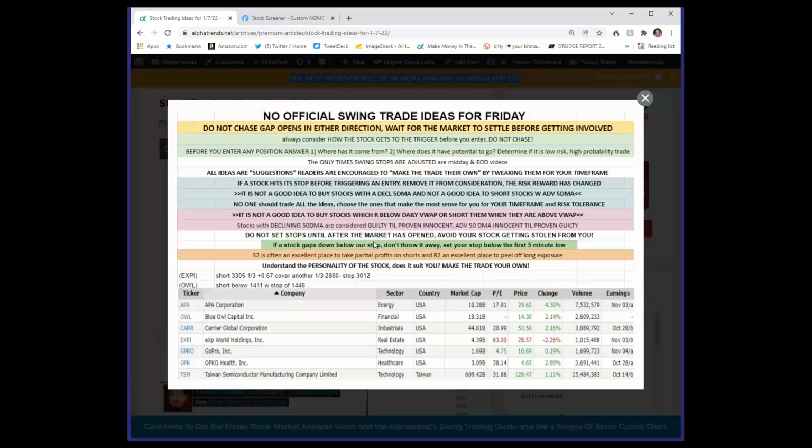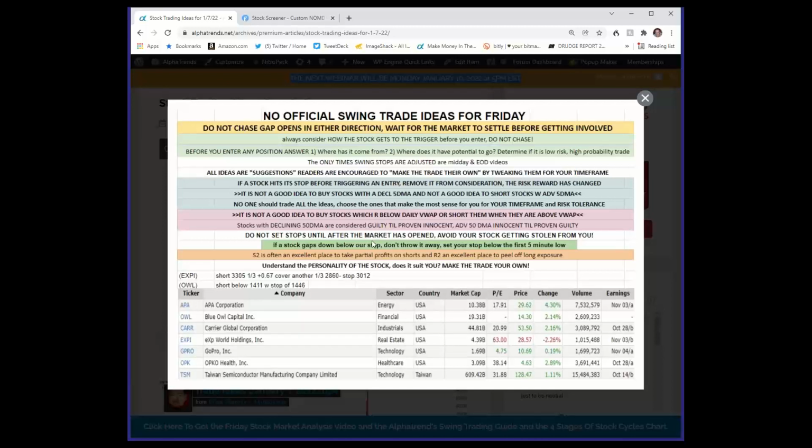Let's say our stop is at $30.12 in EXPI and it opens at 30.15. Give it about 5 minutes. If it trades a new high after 5 minutes, then cover it, if it's above the stop. Otherwise, we let it settle down. If it gets back below the daily volume weighted average price, we raise our stop on that short to above the high of the day at that point.